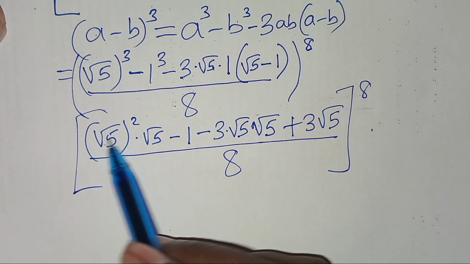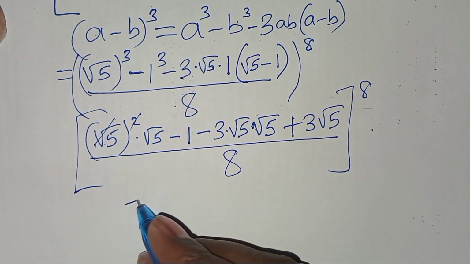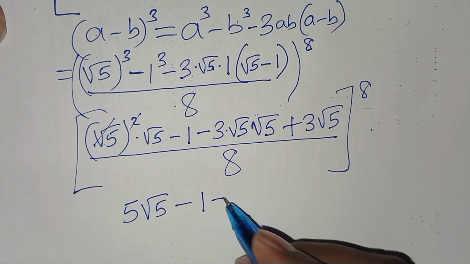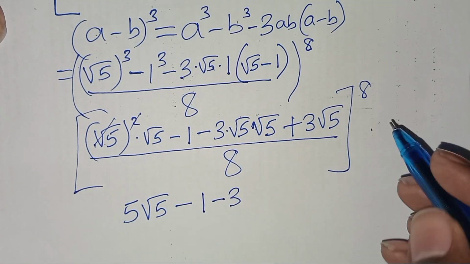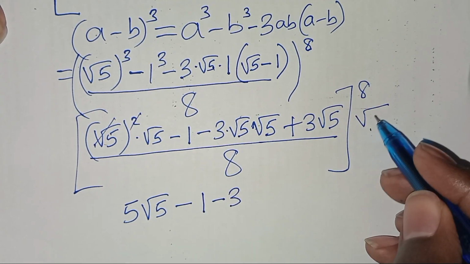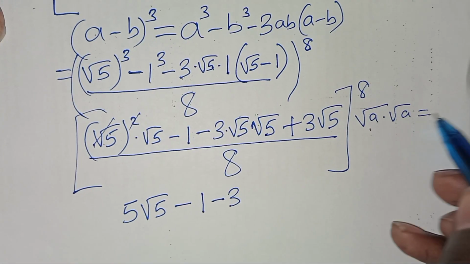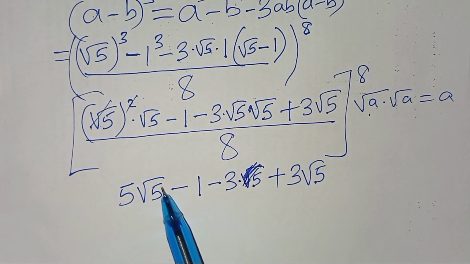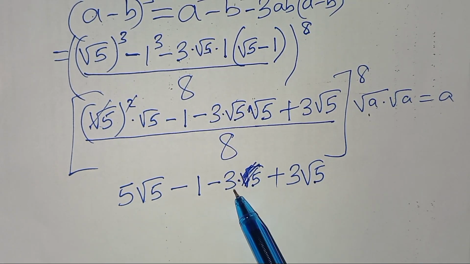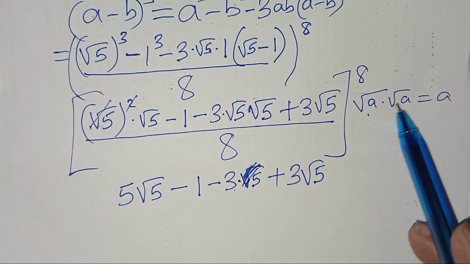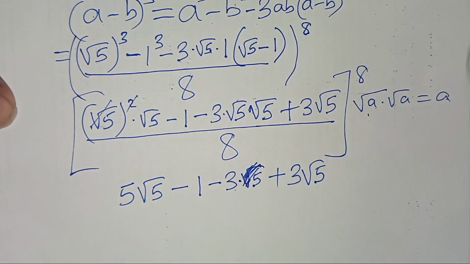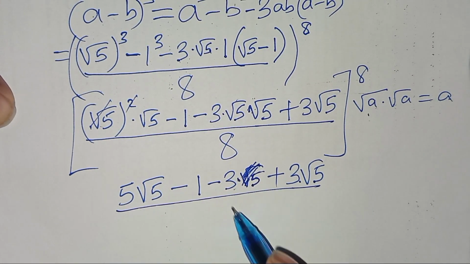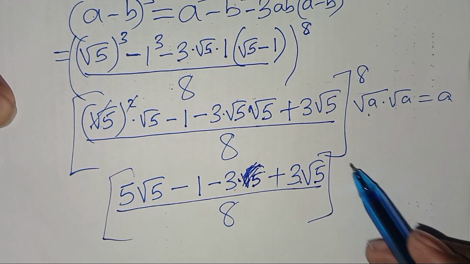Now here we have (√5)², which is the same thing as 5, so we'll have 5√5, minus 1, minus 3. Now √5 times √5, in the form of √a times √a, is the same thing as a. So applying this, we'll have 5√5 − 1 − 3 times 5, plus 3√5, divided by 8, all this raised again to power 8.